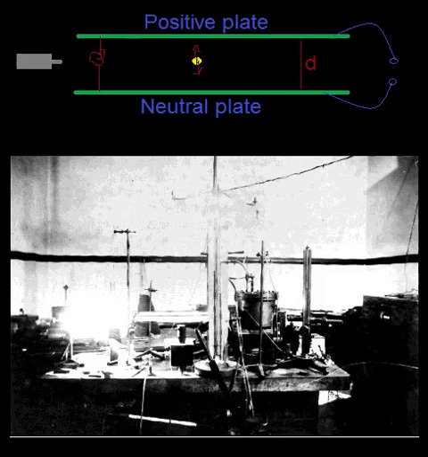Q equals mgd over V. Now G, we know, is 9.81. D we can easily measure using a meter rule. V, we can connect the voltmeter and it would tell us how much V is.